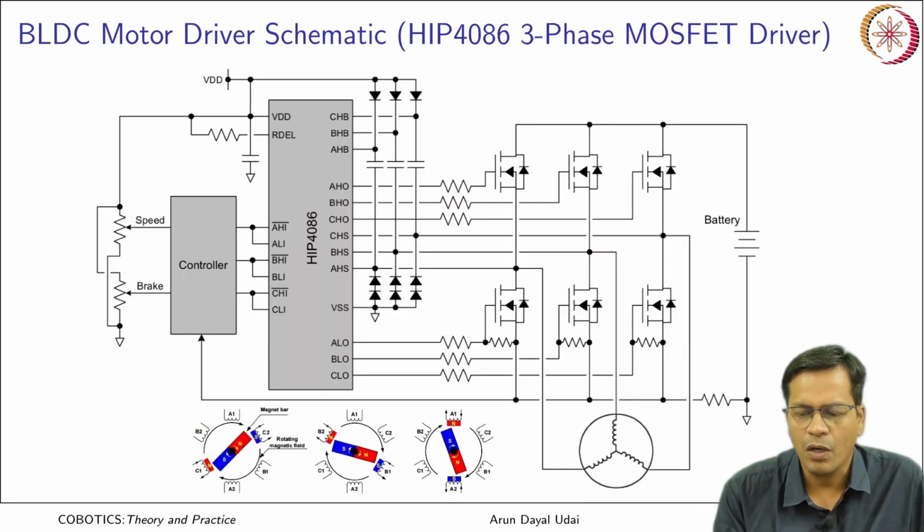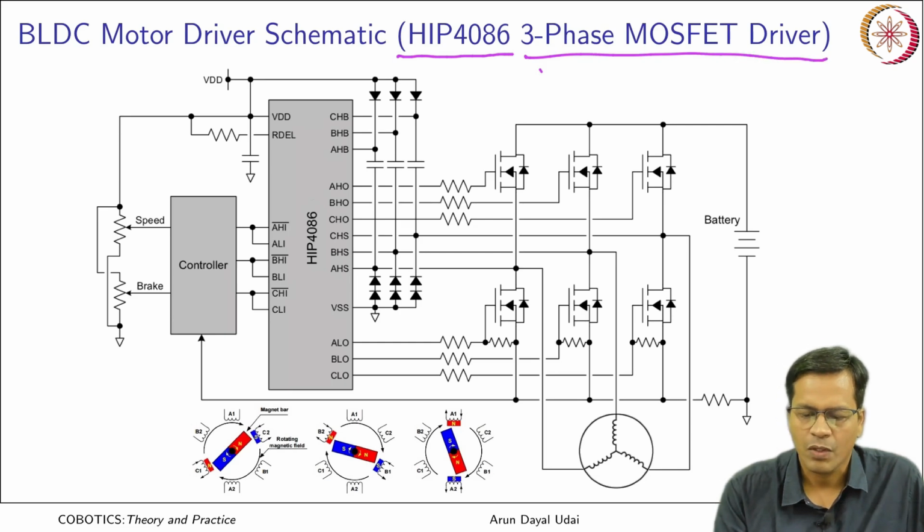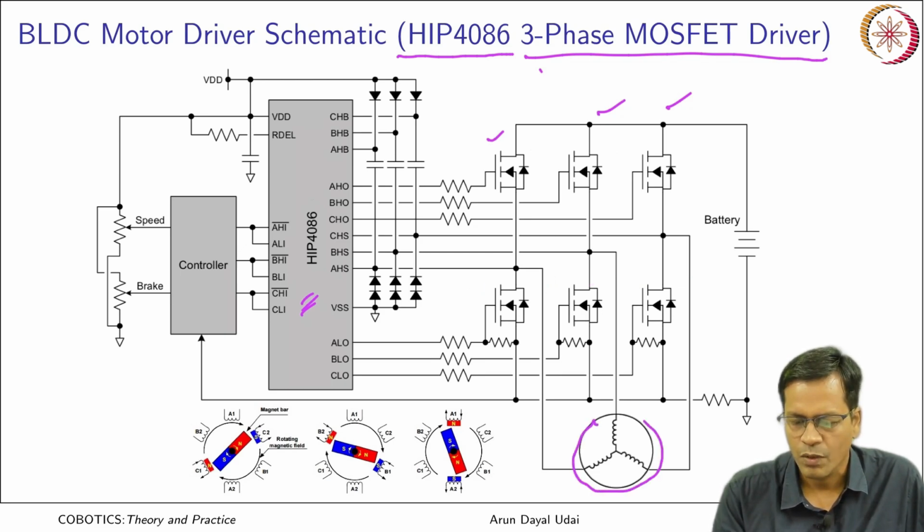Now, how that is implemented on a circuit, you see. Here I have shown the HIP4086 chip, which is a 3-phase MOSFET driver. Okay. So this is nothing but a MOSFET driver. These are the MOSFETs which are placed outside the chip. This actually creates the switches 1, 2, 3, 1 bar, 2 bar and 3 bar, or A, B, C and A bar, B bar and C bar. So these are the 3 wires and this is your motor which contains the coil.